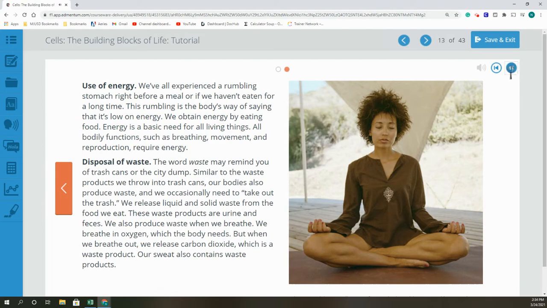Disposal of waste. The word waste may remind you of trash cans or the city dump. Similar to the waste products we throw into trash cans, our bodies also produce waste, and we occasionally need to take out the trash. We release liquid and solid waste from the food we eat. These waste products are urine and feces. We also produce waste when we breathe. We breathe in oxygen, which the body needs. But when we breathe out, we release carbon dioxide, which is a waste product. Our sweat also contains waste products.